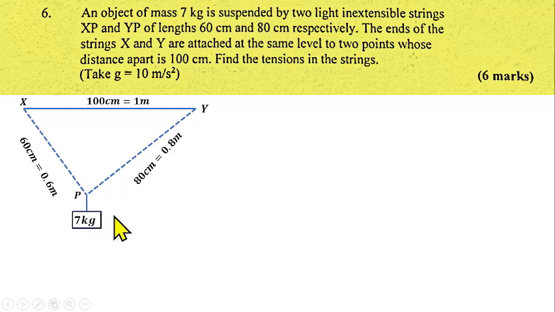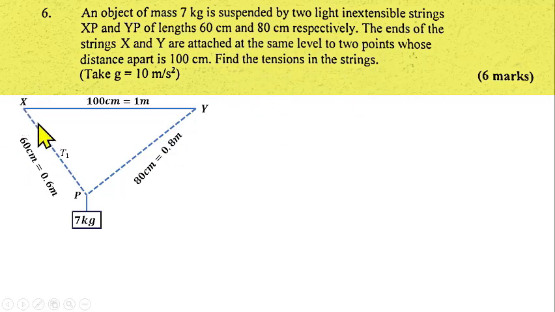You can find the weight of the mass, which gives us 7 times g, which is going to be 70 Newton for the weight as well. We are coming back there. So also we have to find the tension in the strings.